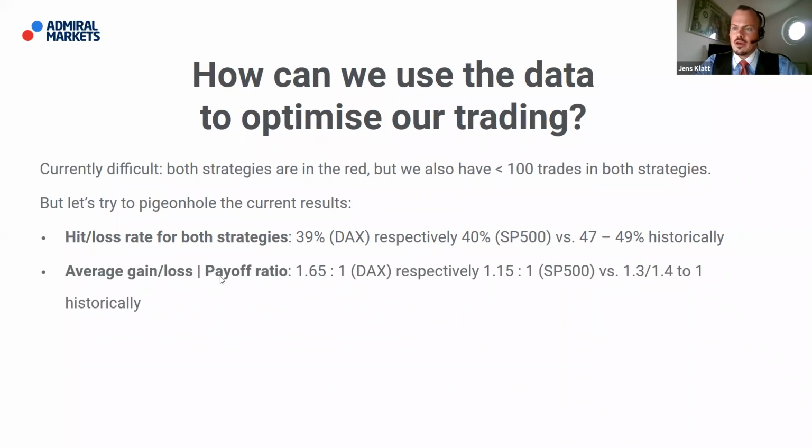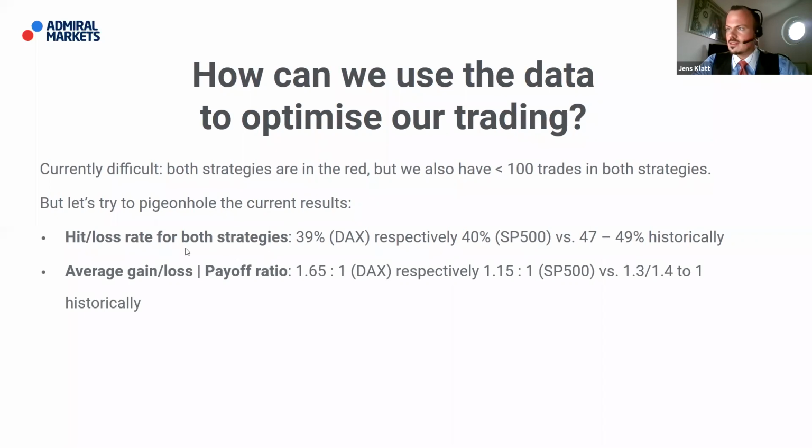Then let's look at the payoff ratio. Another very important number I presented to you here several minutes ago with the average gain, average loss. For the DAX, it was 1.65 to 1, respectively. This is the current result, okay? Respectively, 1.15 to 1 versus 1.3, 1.4 to 1 historically. That's also an average number I'm working with here.